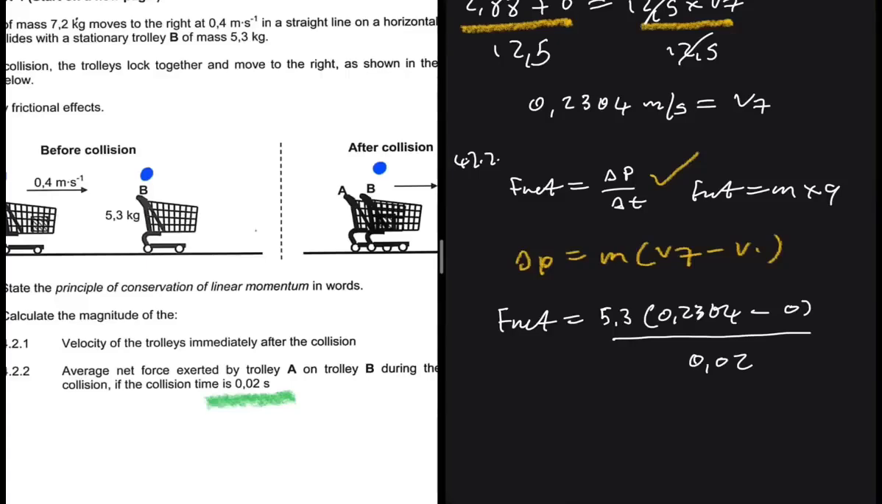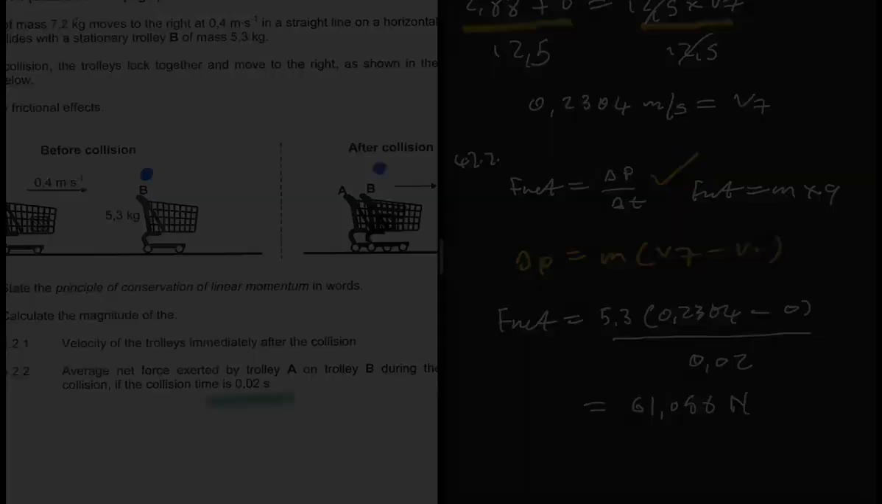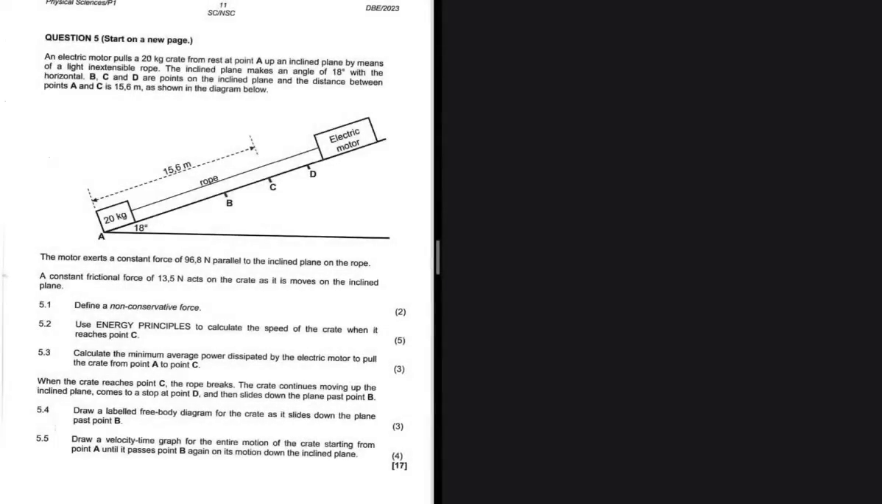And then putting that in my calculator real quick, I'm getting 61.056 newtons. It is a force in which the work done in moving an object between 2 points is dependent on the path taken. So that is 5.1, a non-conservative force.